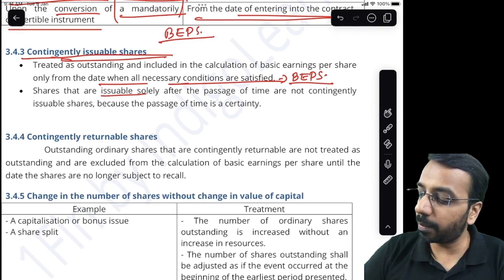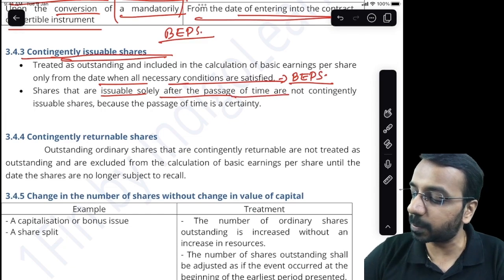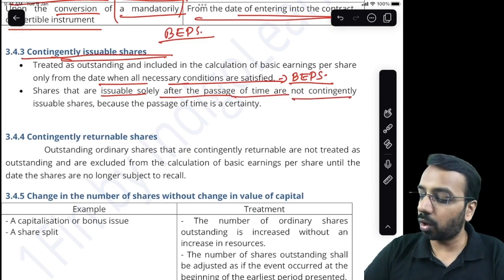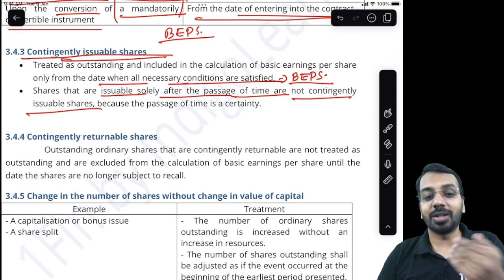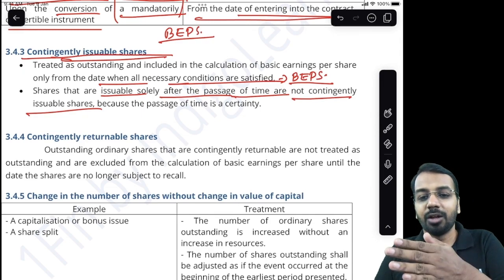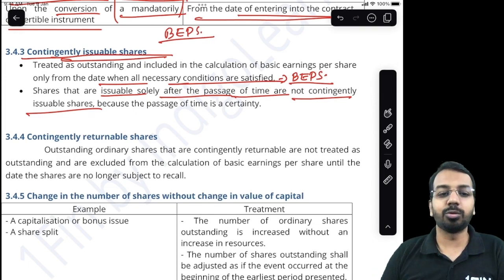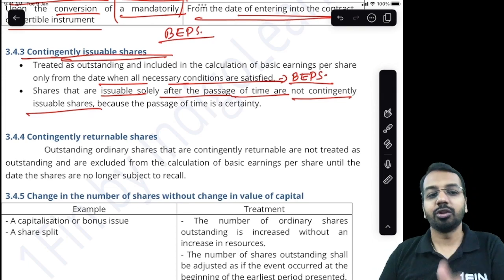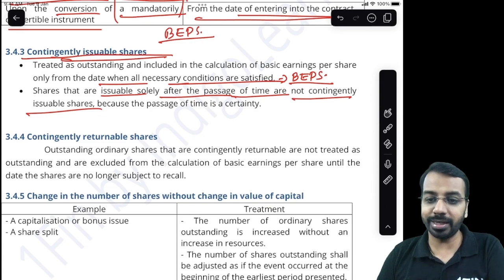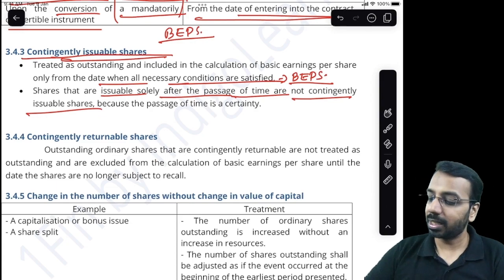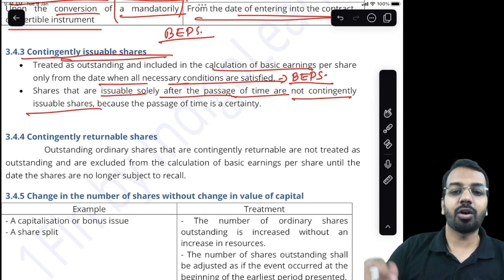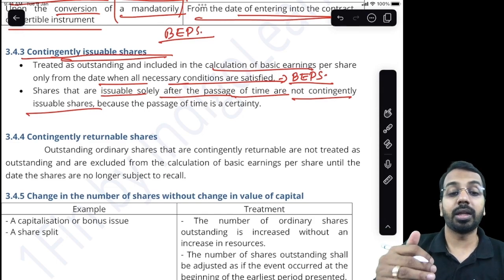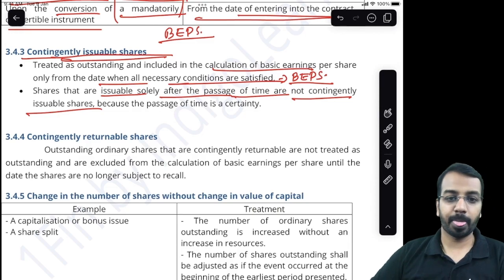If shares are issuable after passage of a specified time, they are not contingently issuable, because passage of time is a certainty. So if we say we will issue shares after 3 months, those are not contingently issuable shares, those are normal shares only. Whenever we issue those shares, at that point of time we will include them. But if these are contingently issuable shares, you will include them in the calculation of basic earnings per share when all the conditions are satisfied.